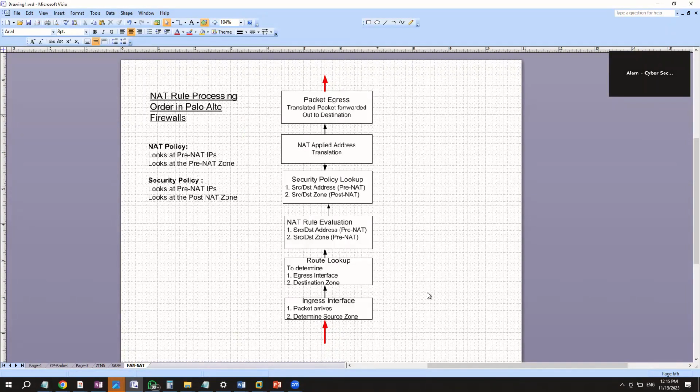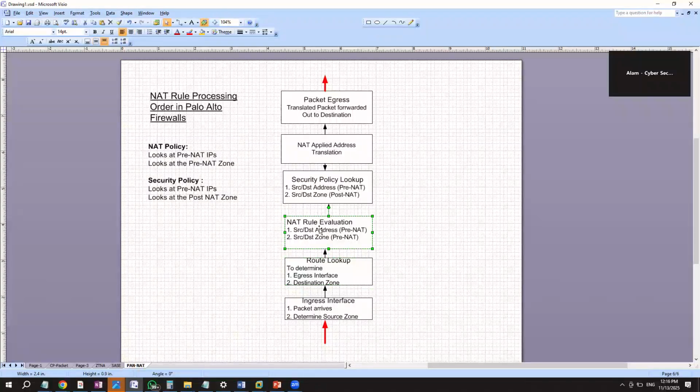Okay, so the flow of traffic is from here, ingress interface to the egress interface. The packet comes in at the interface, and the firewall determines the source zone. Then it does a route lookup to determine the egress interface and the destination zone where the packet needs to go.